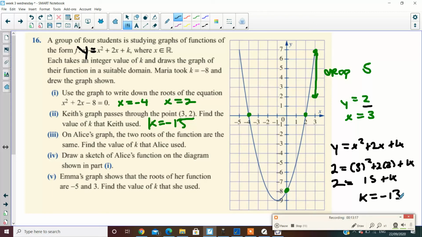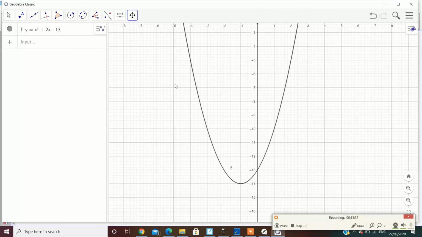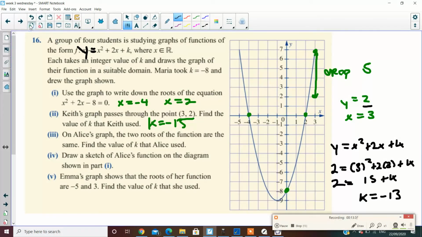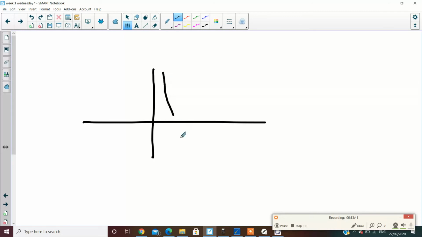Is that okay? Boom. On Alice's graph, the 2 roots of the function are the same. Now that's interesting, are the same. Do you know what I'm going to do? I'll show you on my graph here. I'm going to keep pulling this up. When the roots on the graph are the same, let me explain this. This is 2 different roots. Everybody agree with that? The graph crosses the axis at 2 different points. Everybody agree with that?